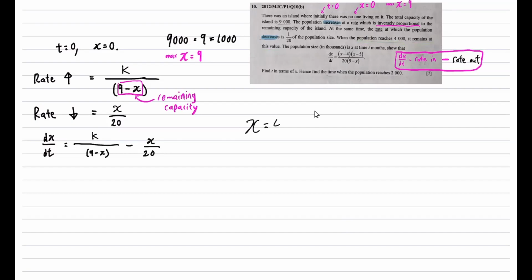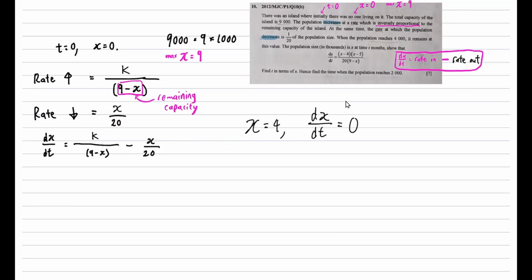X equals what? 4,000. Sorry, X is in thousands, so you cannot have the 3 zeros, just 4. What can you deduce? It remains at this value. Is it like the rate in and rate out is the same? Which means what? Yes, correct. The dx dt is... If these two numbers are the same and you minus them, what do you get? 0. Equals to 0. Exactly. Yes, that's what they're telling you. No change, so it's 0 for your rate of change.